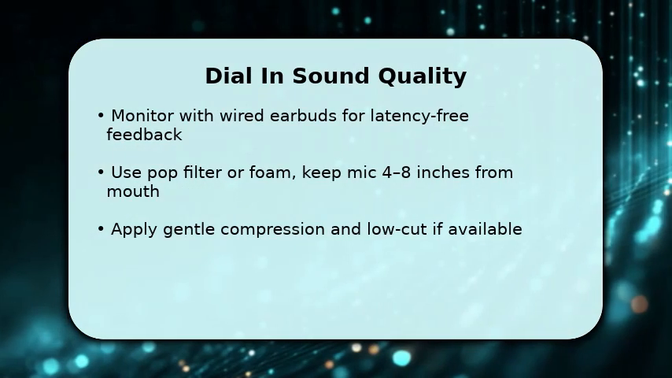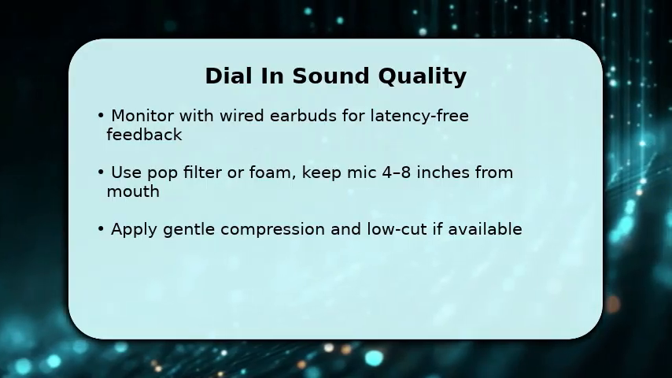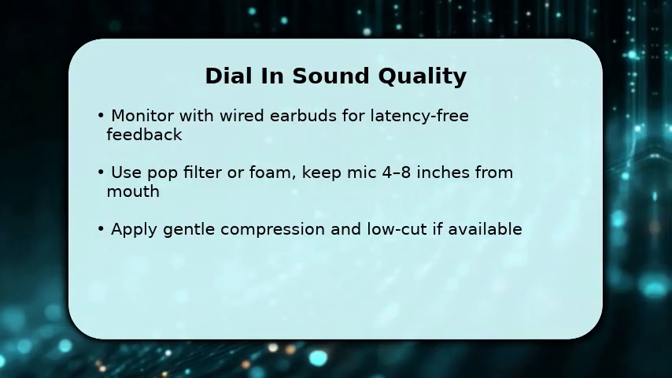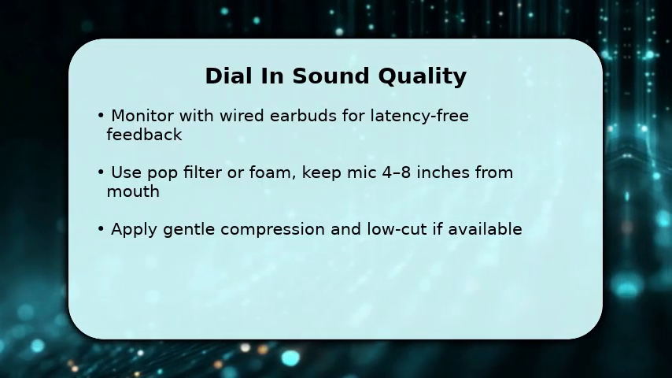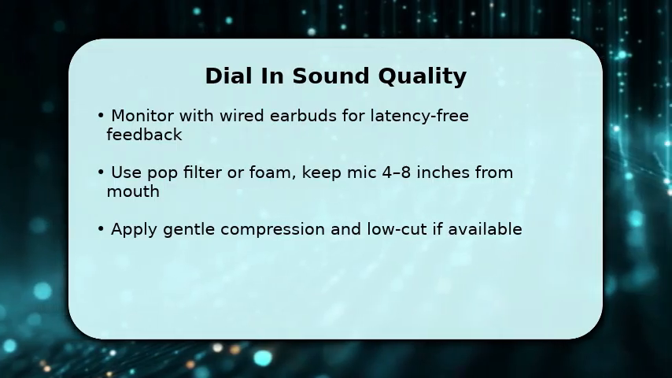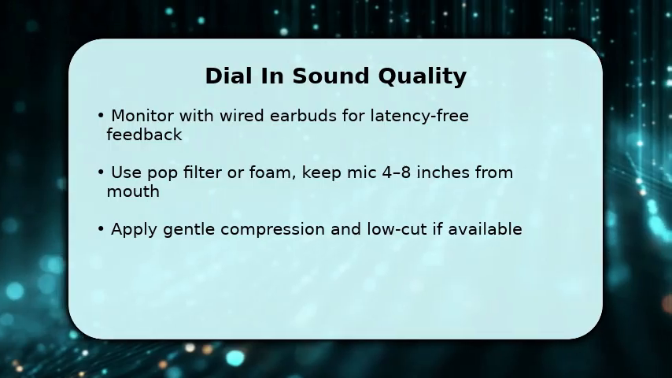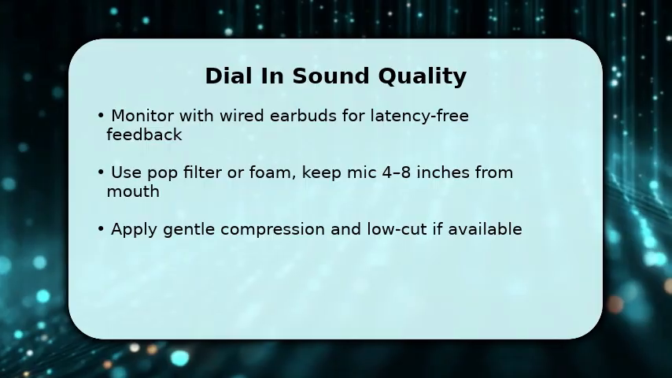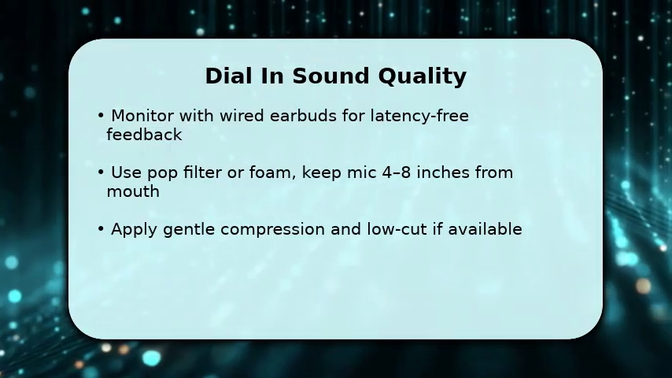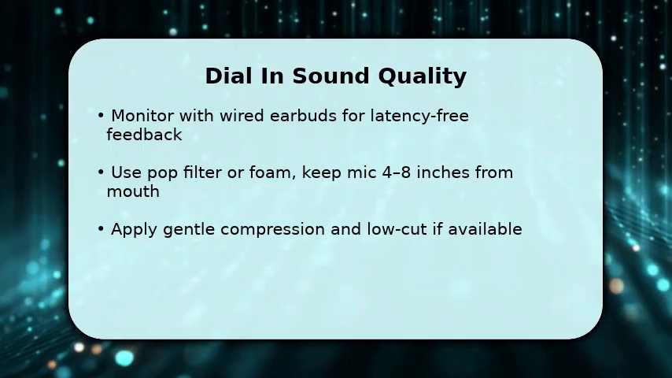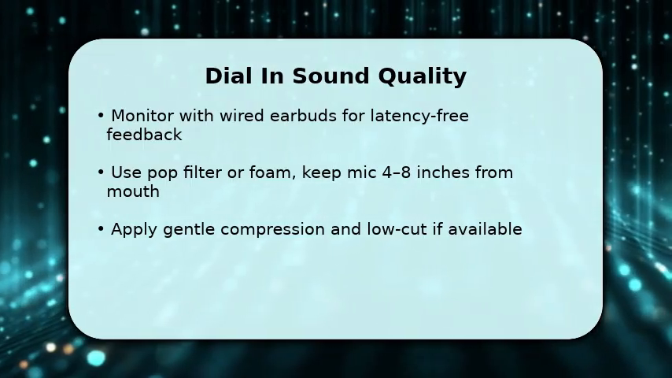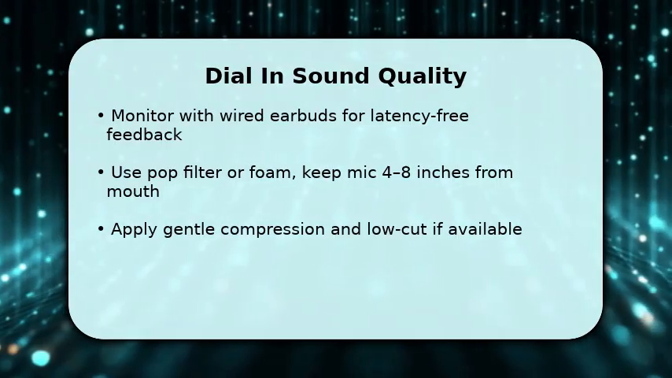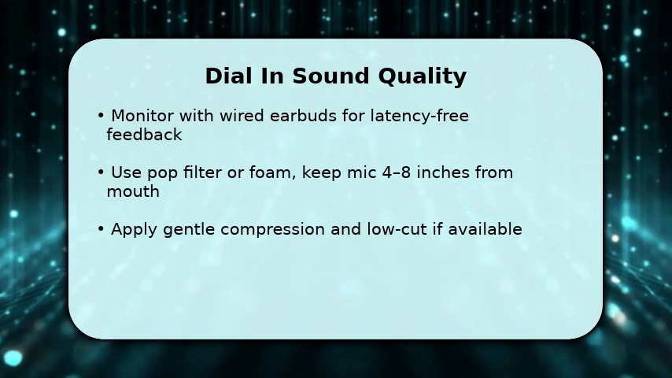Now refine tone and dynamics. You should monitor with wired earbuds and watch levels. Aim for peaks around -6 dB to avoid clipping. Position the mic 4 to 8 inches from your mouth, slightly off-axis to reduce plosives, and add a foam cover or DIY pop filter to tame bursts of air. If your app supports it, enable a low-cut filter to remove rumble and use light compression to even out volume. Make another recording and compare takes until presence and warmth are consistent.